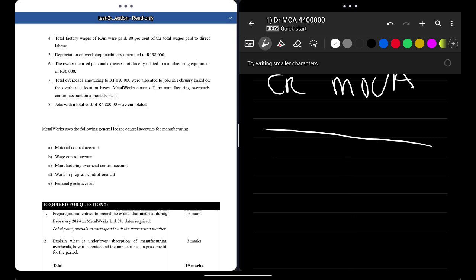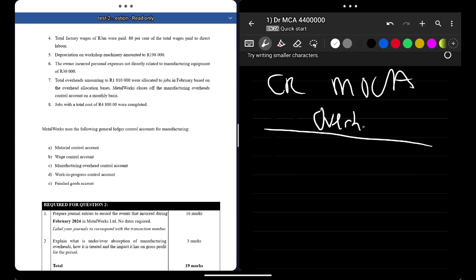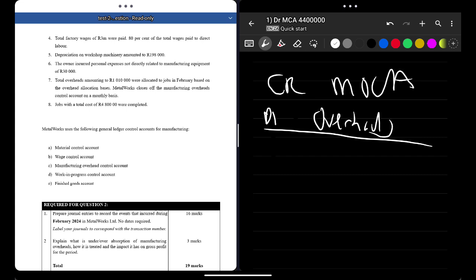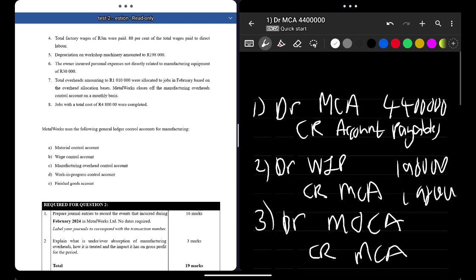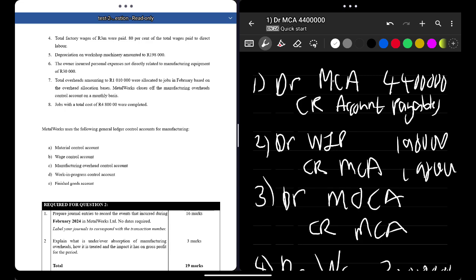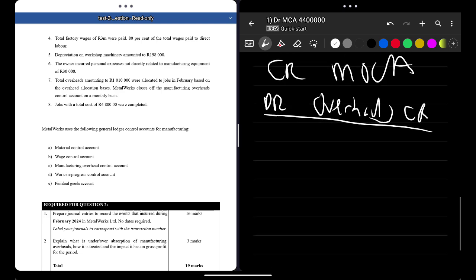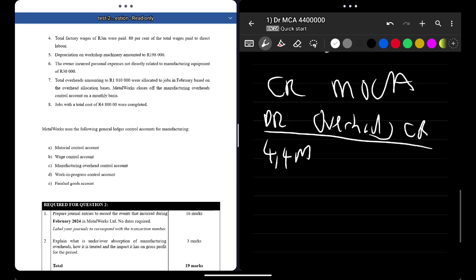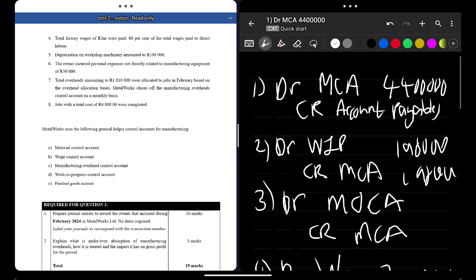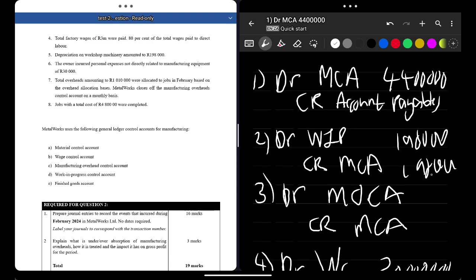Okay, but you understand this is the overheads account, right? This is the debit side, this is the credit side. All your entries that you made now, you must put in the account, right? So let's see. Manufacturing overheads control 4.4 million. Because of space, I'm just going to write 4.4 million here. A credit 190.